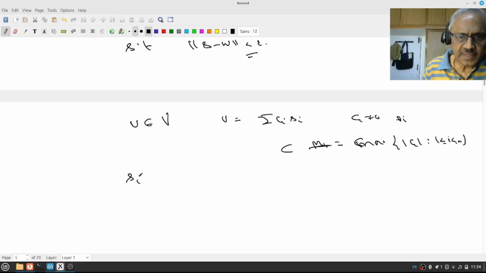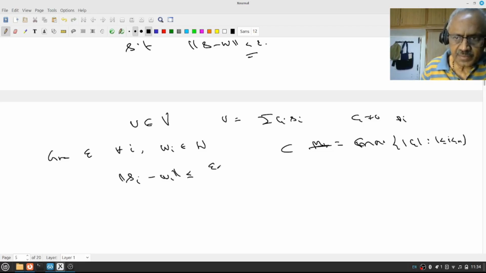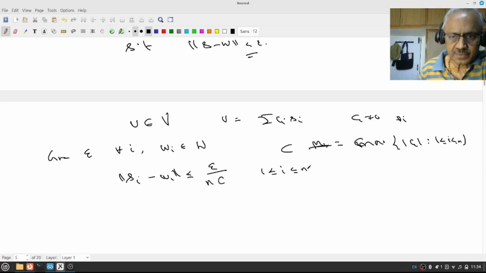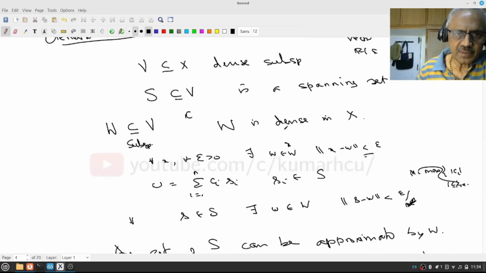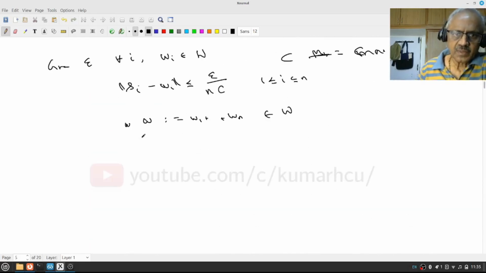Therefore, given epsilon, for each i, let me produce a Wi in W so that the norm of Si minus Wi is less than or equal to epsilon by n times C. This is true for all i less than or equal to n. I can do that, right? Therefore, if I take my W equal to W1 plus through Wn, this is in W because W is a vector subspace. Now let us look at W minus V.